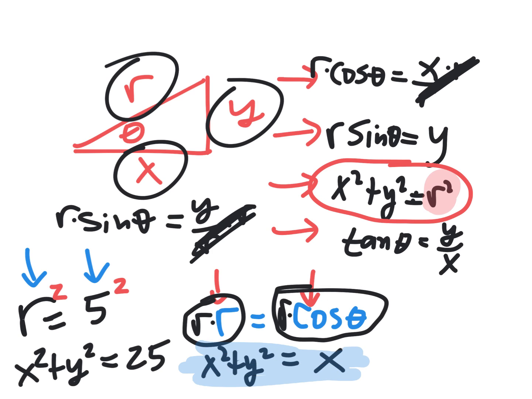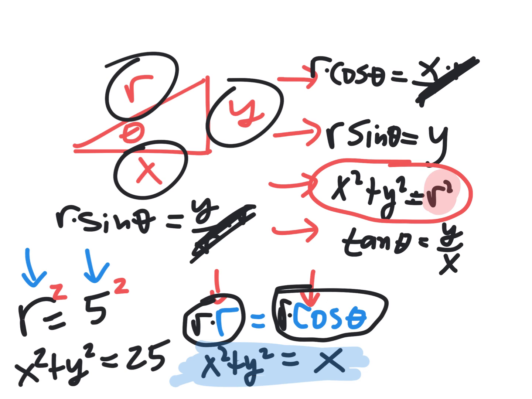Now, was there another way to do that? There was, but it was a lot harder. That was fast. So keep those little tricks in your mind. You can square both sides, or you can times by r. Sometimes the one way works, sometimes the other way works.